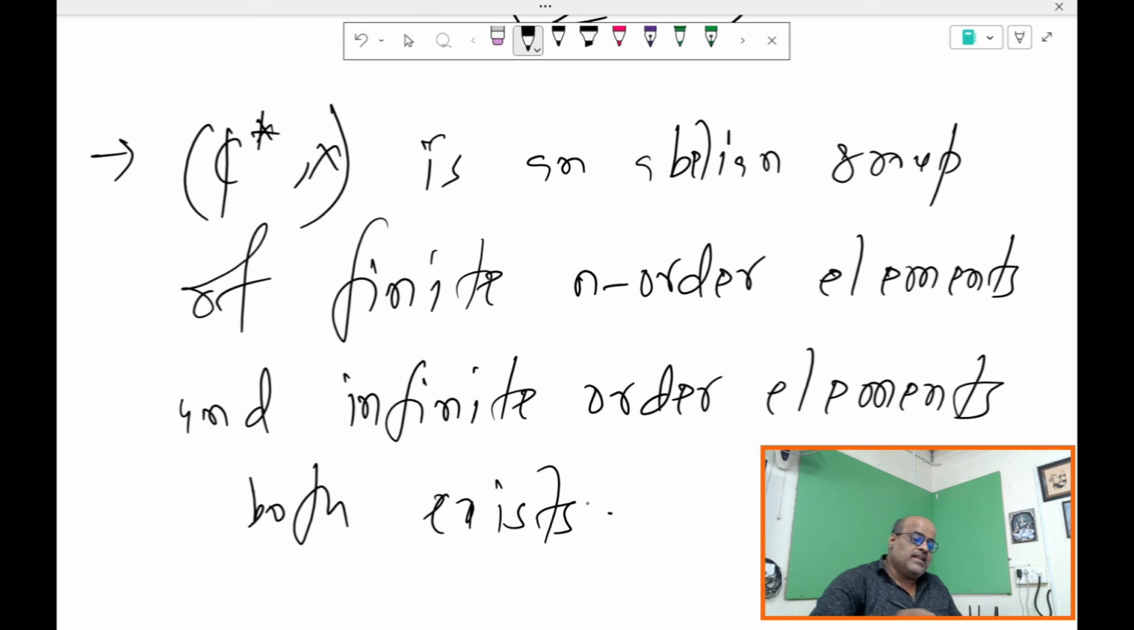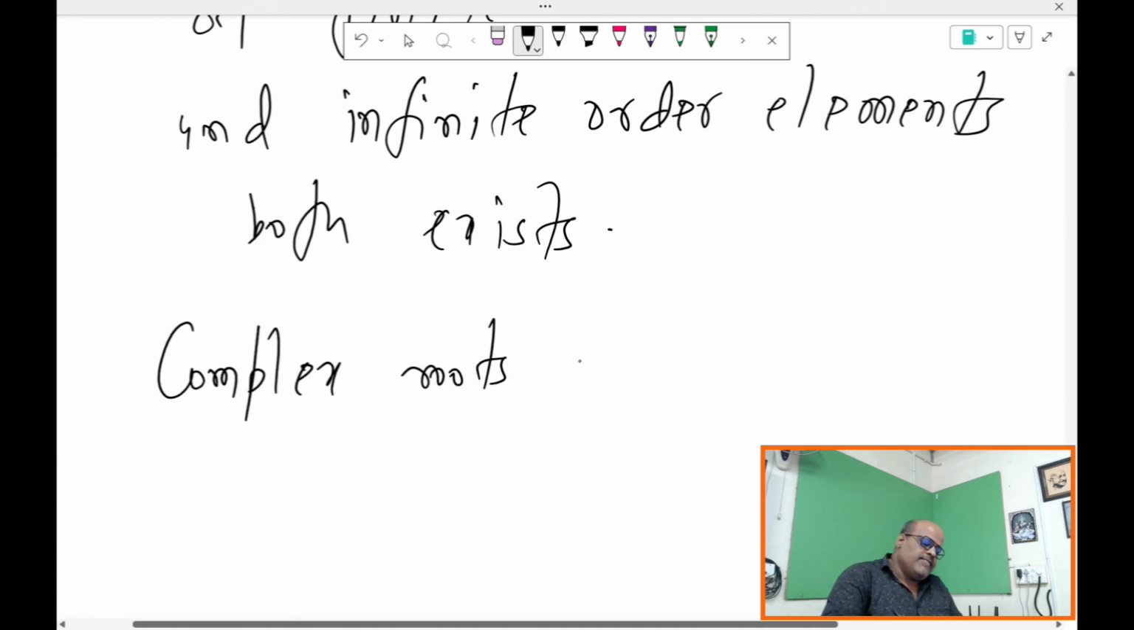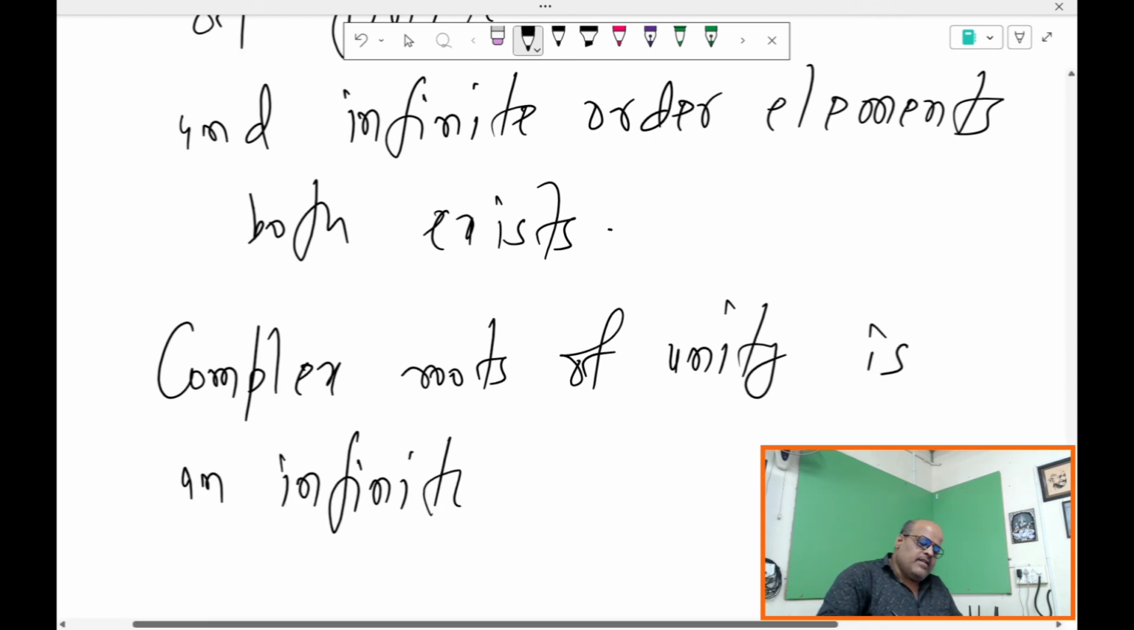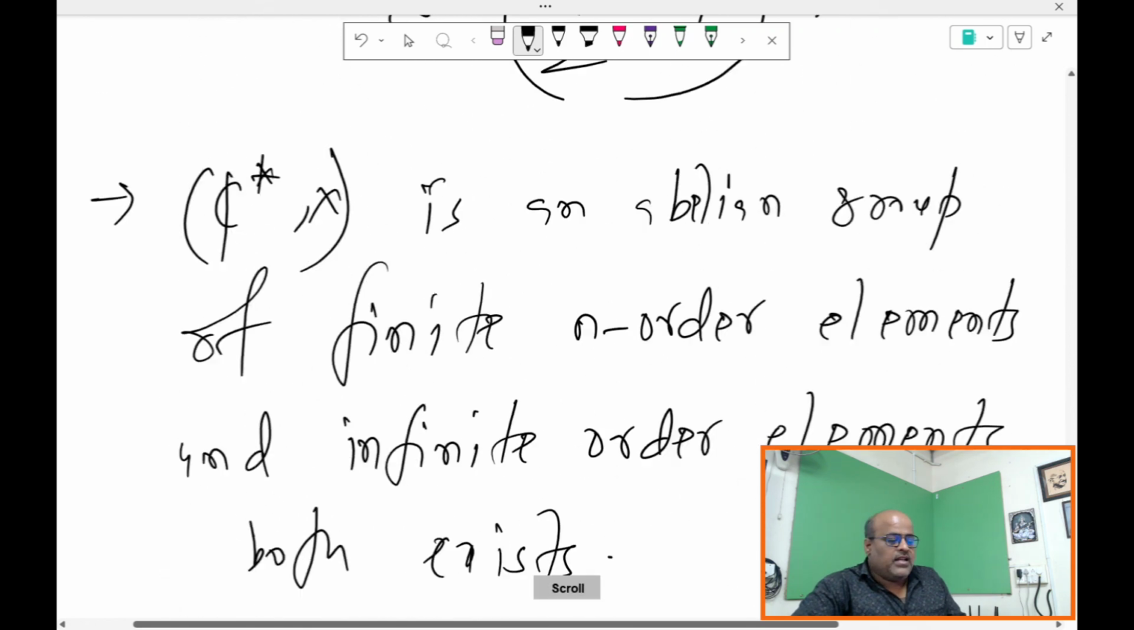Like that only. We can tell complex roots of unity is an infinite order subgroup of C star. This and all more high level concepts I gave. Interview and all will ask.